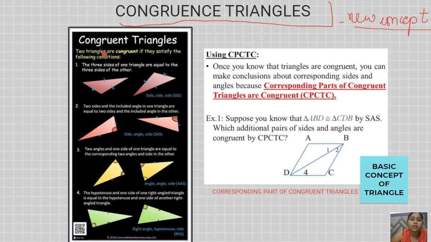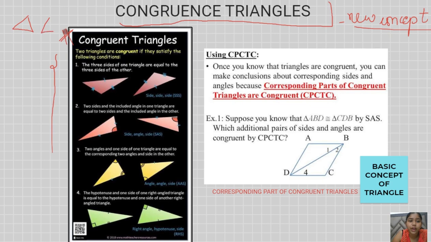Okay, so basically first of all you have to go through what a congruent triangle is. Here you can have a look at this particular chart. You will get to know what congruent triangles are and how triangles are considered to be congruent, right? So if the triangles are congruent, they must satisfy the following conditions. The first condition is that the three sides of one triangle are equal to the three sides of the other.